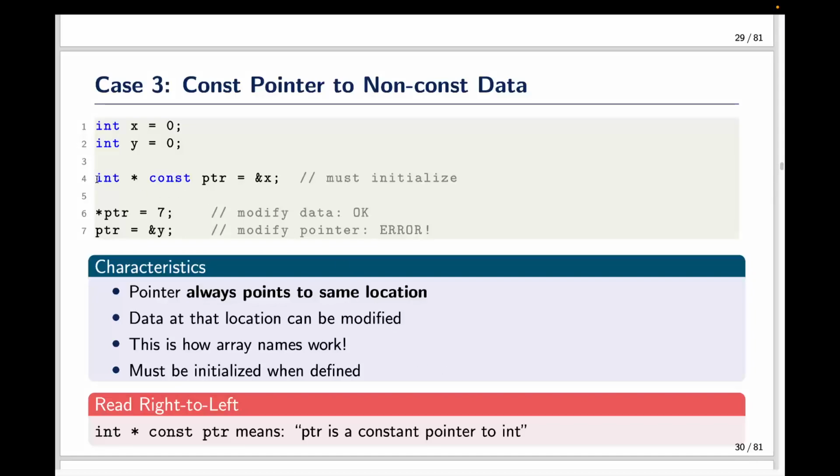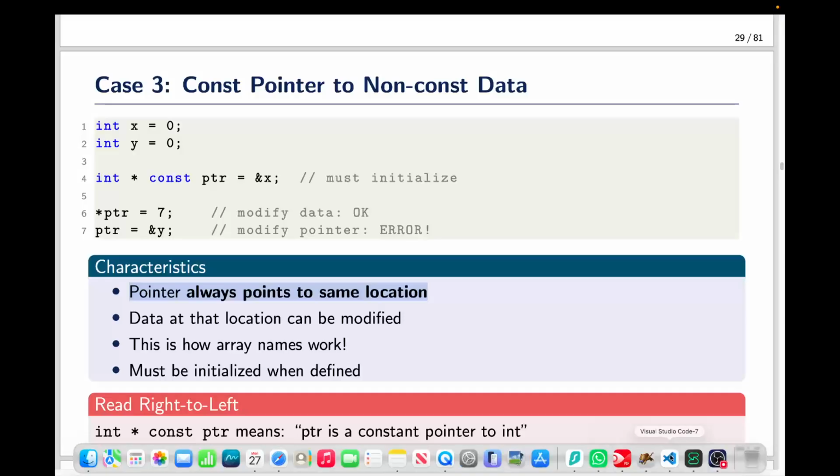This is over here, int static const ptr equal to &x. This is something very important. Int static const ptr is equal to &x. And over there, the pointer always points to the same location. So you cannot change it.